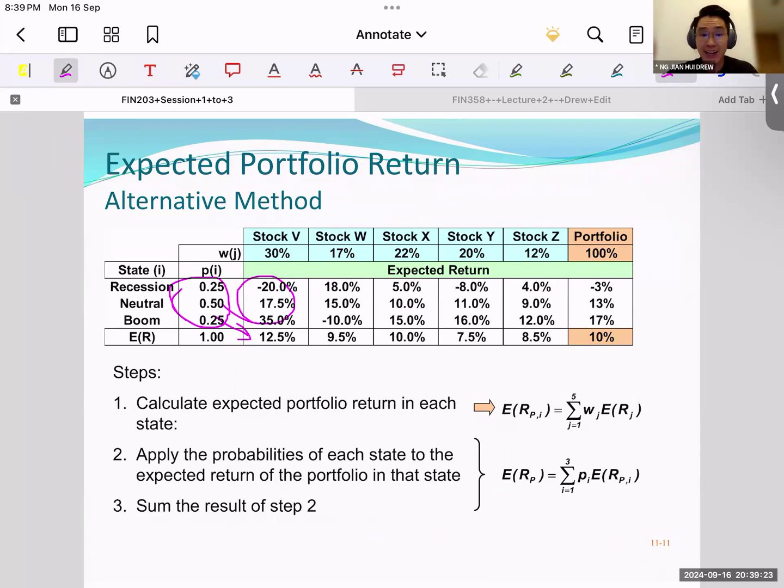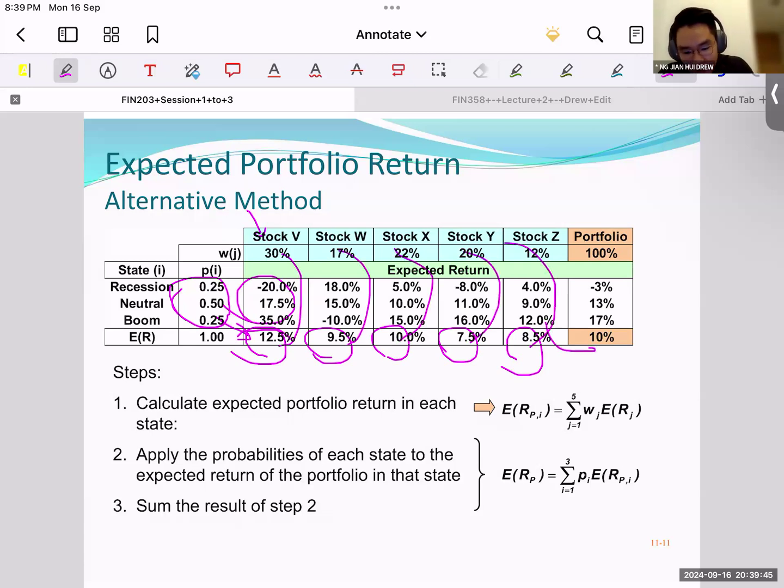The same method, so 0.25 times negative 20%, 0.5 times 17.5% for stock V, and then 0.25 times 35% for stock V. So when you need to calculate expected returns, you calculate, then you need to multiply by the weight. Multiply them by the weight here like this to finally get you 10%. Okay, so be very clear and very careful. What did they give you? Are they giving you expected returns or are they giving you returns? So in the second case, it's returns, so you need to multiply by the probability to get expected returns.